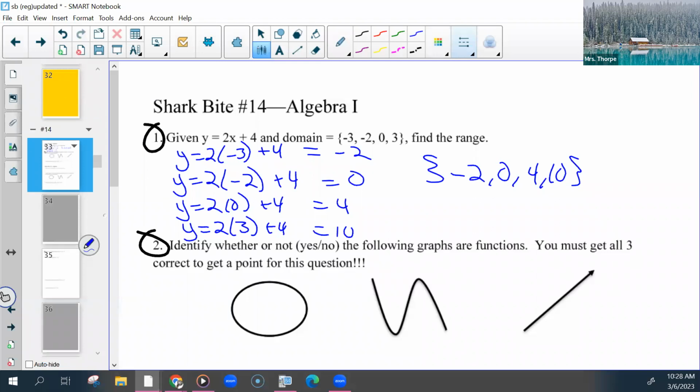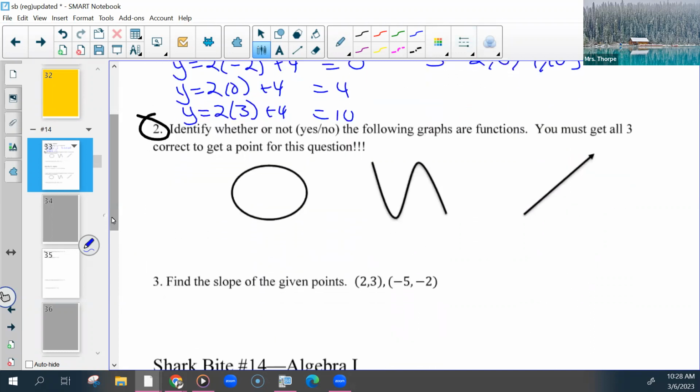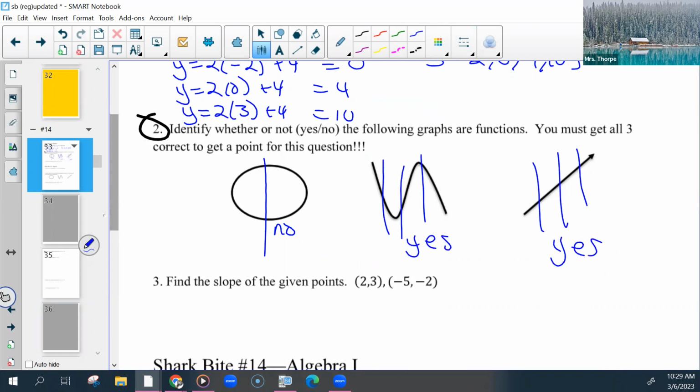The second one, you can use the vertical line test to see if each of these are a function or not. So if you draw a vertical line and it touches at more than one place, it is not a function. This one, no matter where you draw it, it doesn't do that. So this one is, same thing here. So this one is. So only the first one will not. Questions on that one?